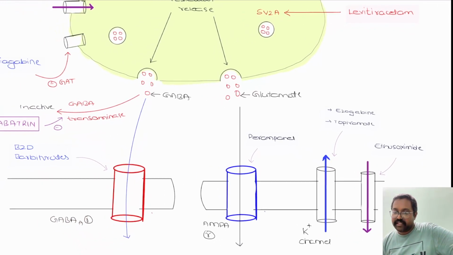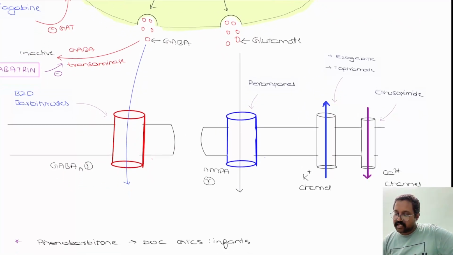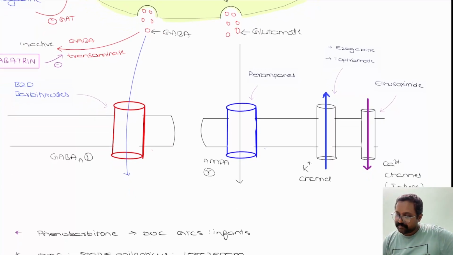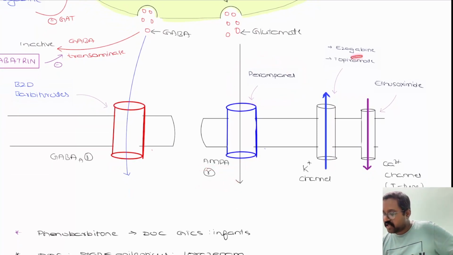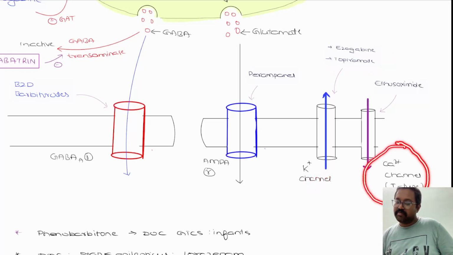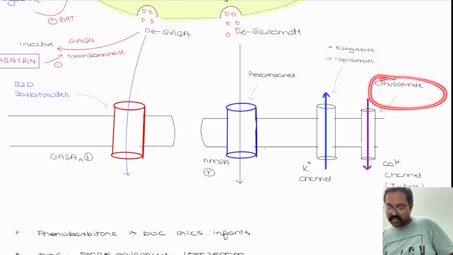On the glutamate side of the neurons, glutamate will act on the AMPA receptors, and perampanel will inhibit the AMPA receptors. We have ezogabine and topiramate, which act on the potassium channels. We have a calcium channel blocker, that is the T type of calcium channel blocker. The example is ethosuximide.